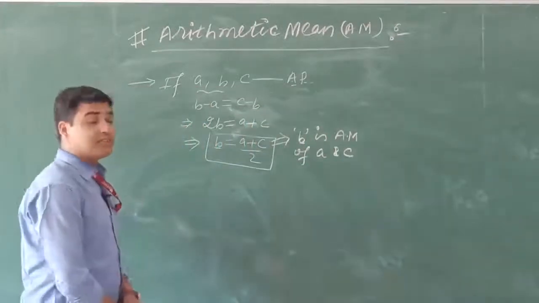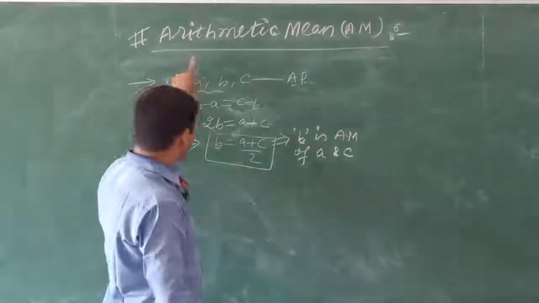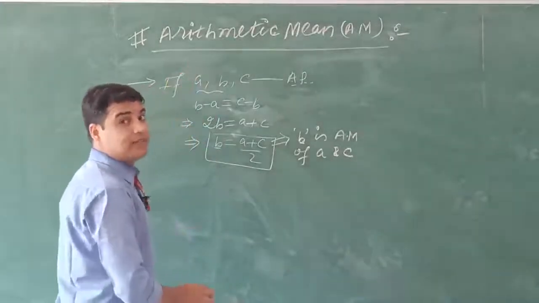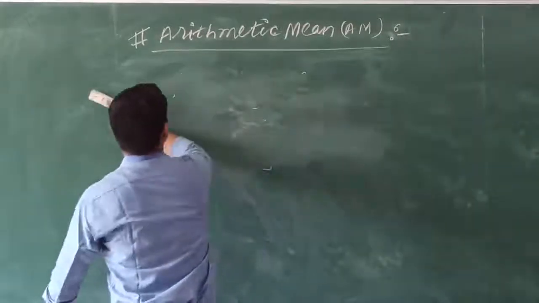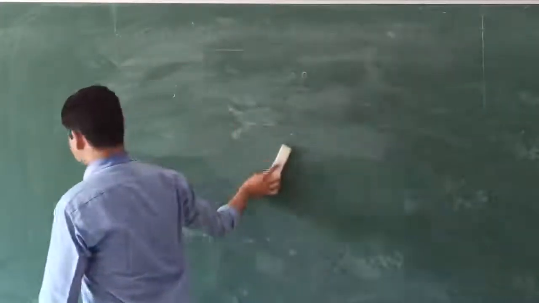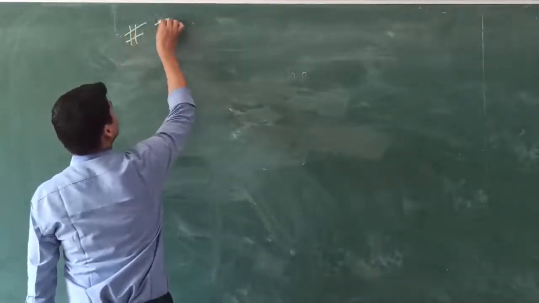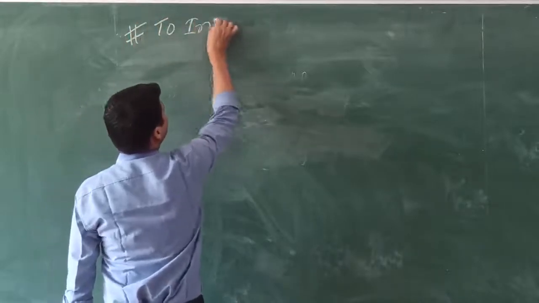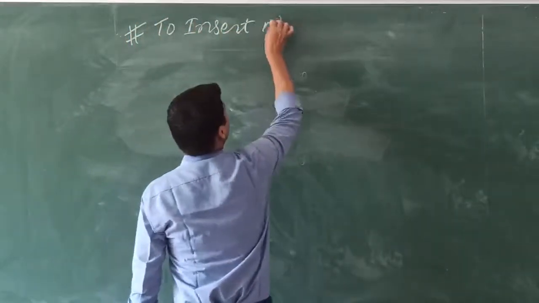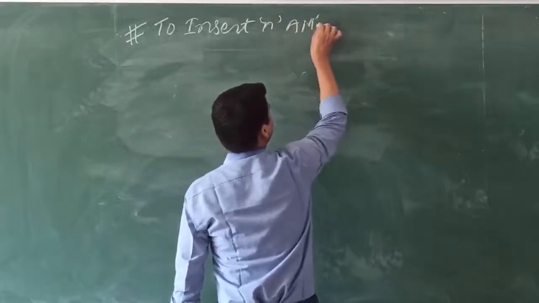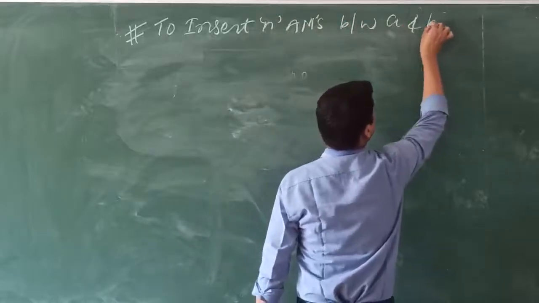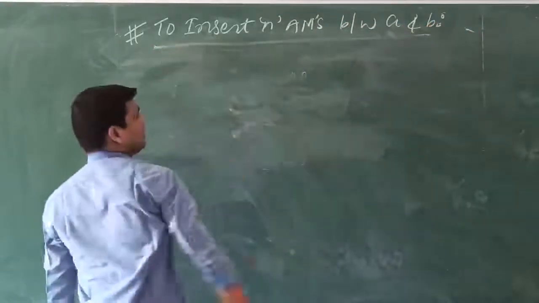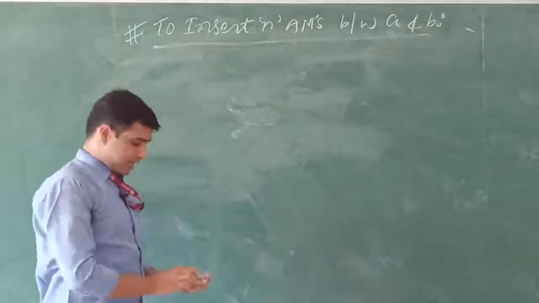Now we are going to discuss a very important topic, to insert arithmetic means between a and b. Our next heading is to insert arithmetic means between a small a and a small b. So see this here. This is very important, to insert arithmetic means between a and b.